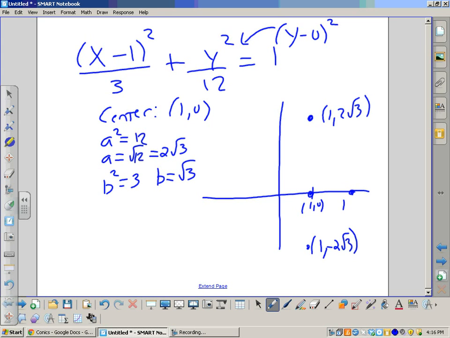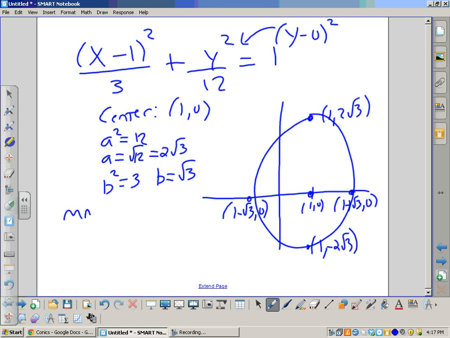So what's this going to be? To the left, it's going to be 1 minus root 3, comma 0. Remember, this is an approximation. And this is not drawn to scale because I can see this is a terrible ellipse. It sort of looks like it's stretched up vertically. Let's do the major and minor axis.